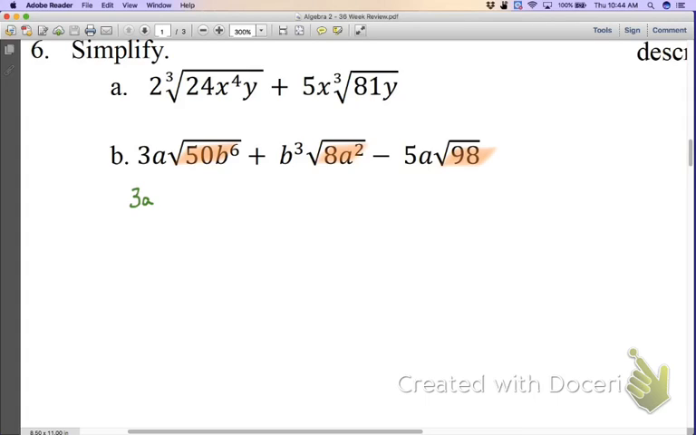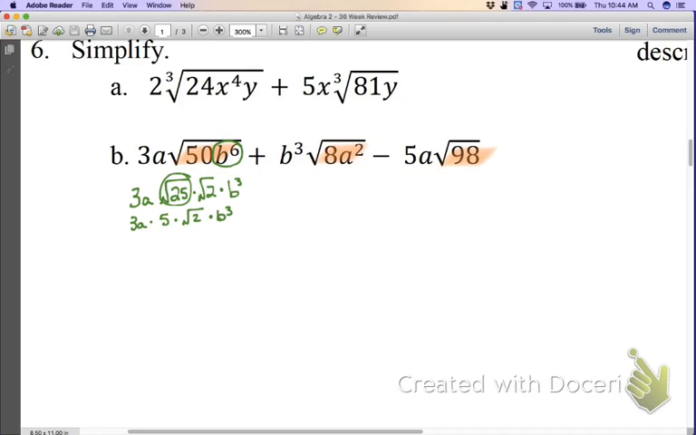The 50 becomes square root of 25 times the square root of 2. And since it's squared, I have 6 b's. So how many groups of 2 do I have? 3. So times b to the third. Now, what's going to happen with this square root of 25? What's it going to become? 5, so I have 3a times 5 times the square root of 2 times b to the third.